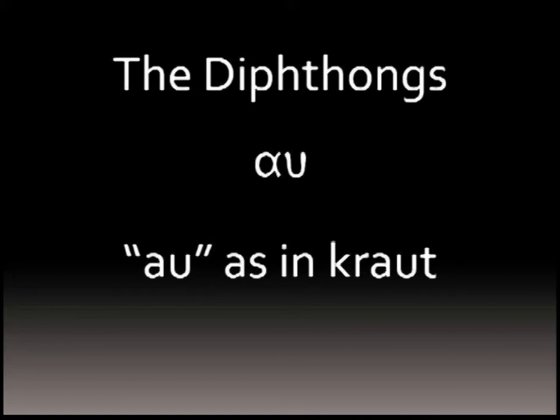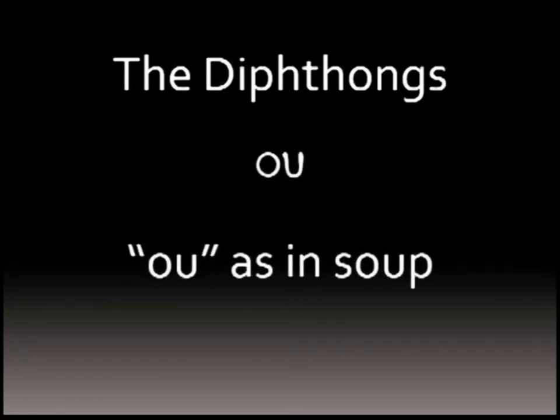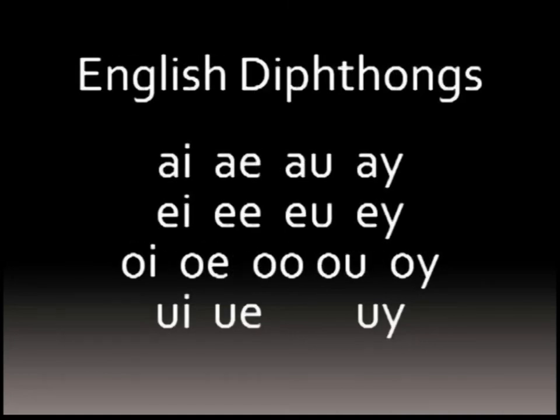Again, you can hear the ow. The epsilon upsilon is the U in feud. It sounds like it has a Y at the beginning. Feud, eu. And the omicron upsilon is like the U in soup, oo. So the difference between them is whether it has a Y at the beginning, U for epsilon upsilon, or U for omicron upsilon. Now, just to give you some perspective, these are all the diphthongs in English.